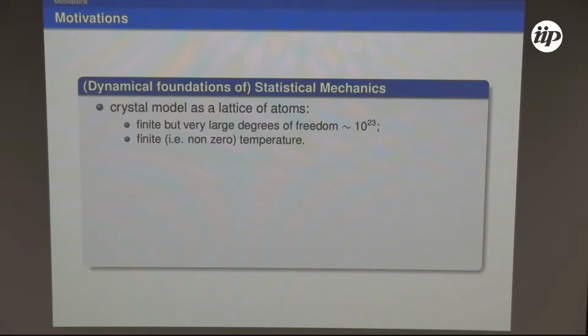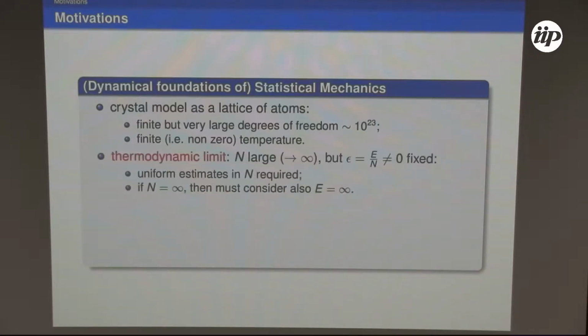Okay, so let me first give you a bit, or maybe a lot of motivation for this kind of work. The motivations are in the dynamical foundation of statistical mechanics. So we are interested in a model, in a crystal, and so a lattice of atoms. And that's why we are interested in a finite but very large number of degrees of freedom. And we are interested in finite, but not zero temperature. So thermodynamic limit will mean that n is large, going to infinity, but with fixed specific energy, energy per degree of freedom. Fixed and strictly positive, not zero.